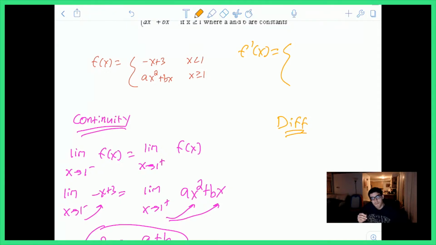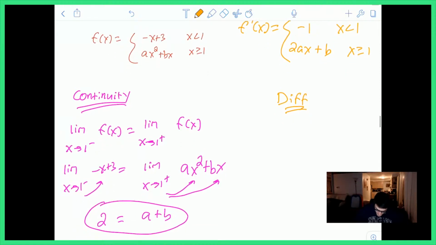I have a couple of other definition of derivative questions in the slides here that are a little more complex, so I don't want to waste any time doing these ones out. Let's just use the shortcut. So the derivative of negative x plus 3 is negative 1 if x is less than 1, and the derivative of ax squared is 2ax to the first power, and then plus the derivative of bx is b, and that's if x is greater than or equal to 1.